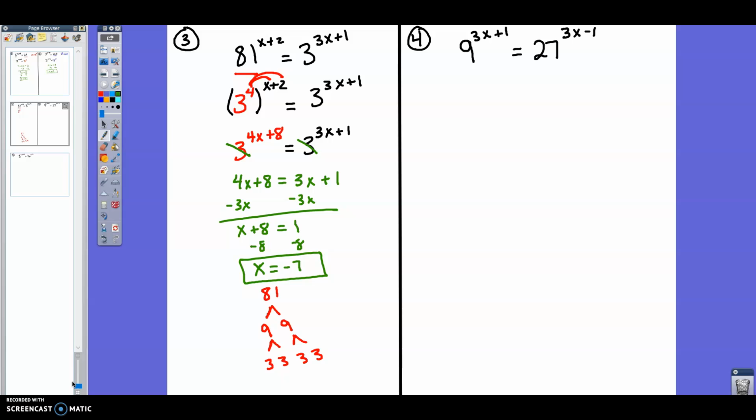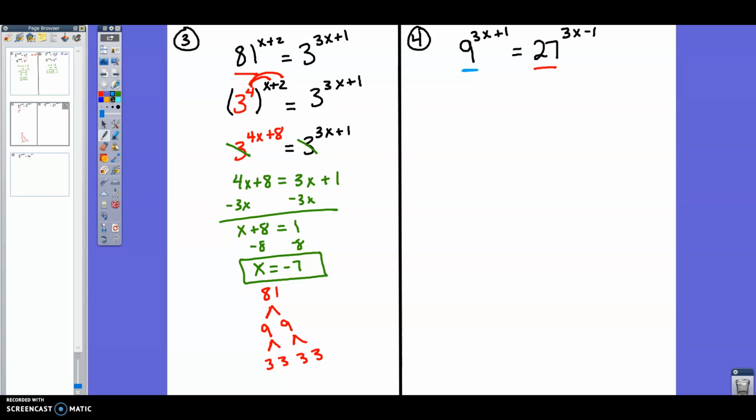Okay, now number 4, we have 9 raised to the 3x plus 1 and 27 raised to the 3x minus 1. Now on this one, the way that the numbers are going to work out, we're actually going to have to change both bases, and sometimes that happens. So we want to rewrite the 9, and we also want to rewrite the 27. And we want them to have the same base.